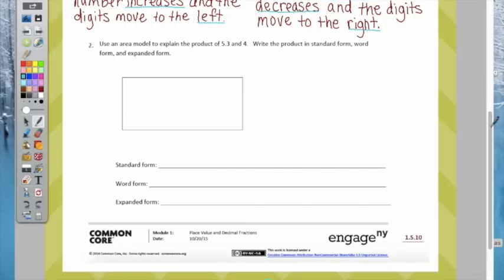So this says, use an area model. Now you remember when you're figuring out area, you do length times width? Yeah. Okay, so this area model is similar to that. The only difference is we're going to add up at the bottom. Something plus something equals something. I'm going to put 4 on the side. And then I've got 2 boxes. The first one has 5 ones. The number's 5.3. And then 3 tenths.